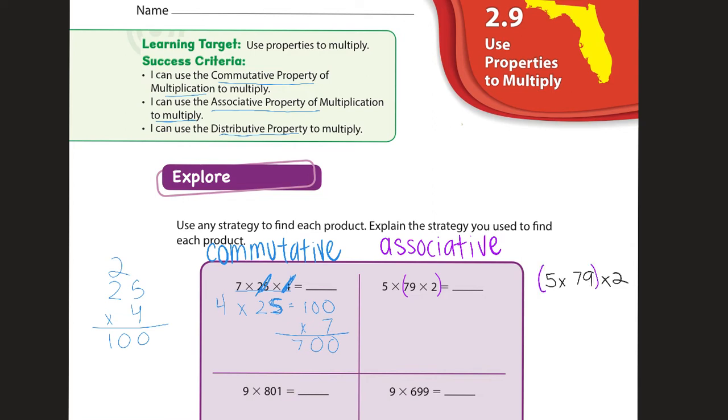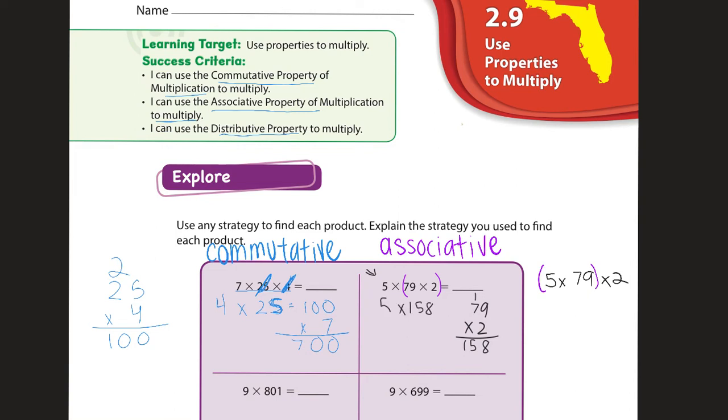Let's take a look. Okay, so for this problem here, I am going to solve what's in the parentheses first. I have 79 times 2. I can solve this in many ways. I can do 2 times 70 and 2 times 9 and add those together. But I like to use a standard algorithm. So I'm going to do 79 times 2. 9 times 2 is 18. 7 times 2 is 14. Plus 1 is 15. And my answer is 158.